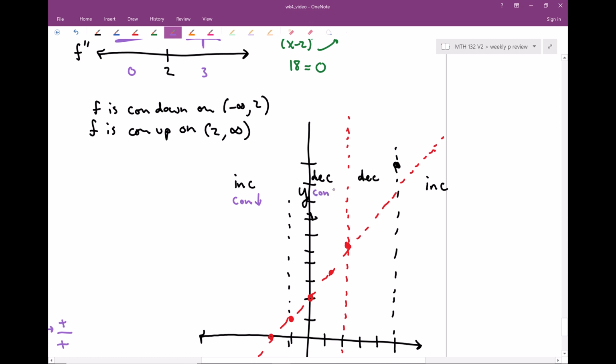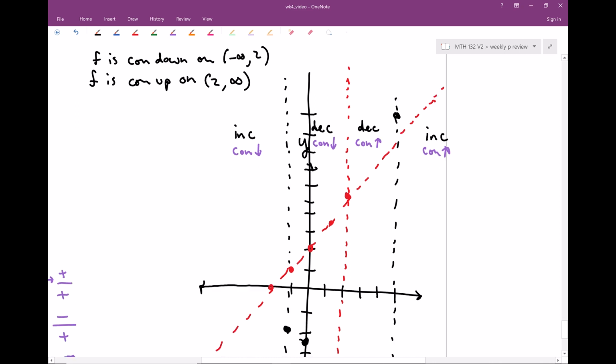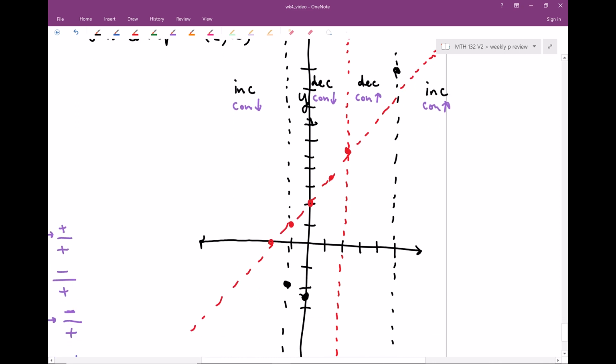It was still concave down. And then after x equals 2, that's when you switch and you have concave up. Concave up. All right, and again, these little black dotted lines, along with my vertical asymptote, that's where things are making changes. This is where I have to be careful.